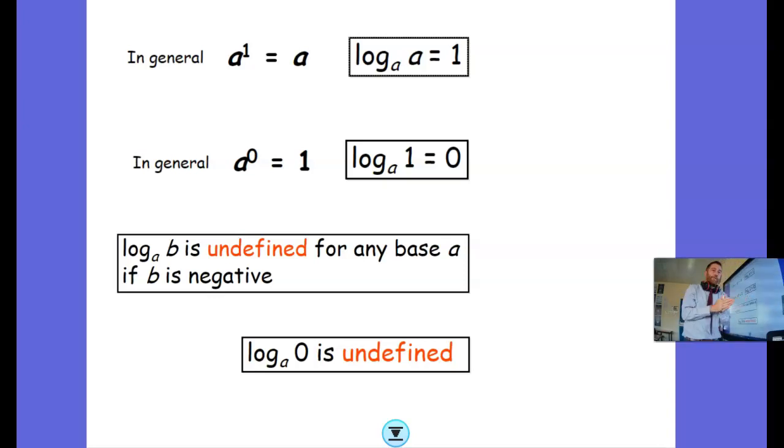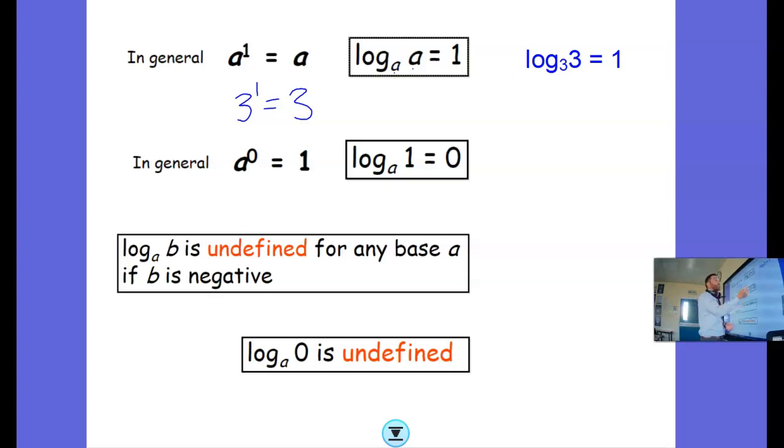Now, there's a few things to look out for. There are certainly five things that can help us or trip us up if we understand them fairly clearly. All of these come from fairly simple concepts, but because of the new notation, they might seem a bit intimidating. In general, a to the power of 1 equals a. Think about that as if I've got 3 to the power of 1, well, that is just 3.